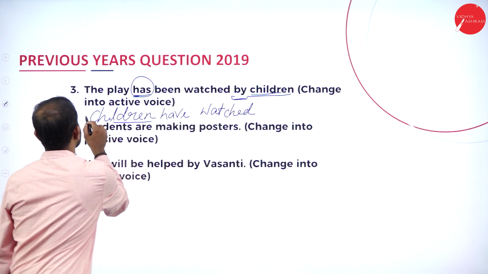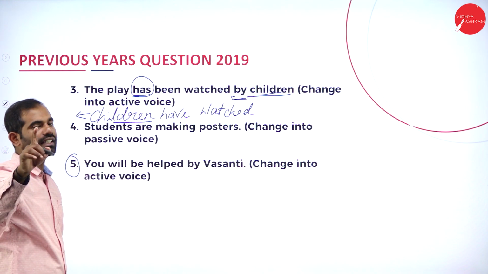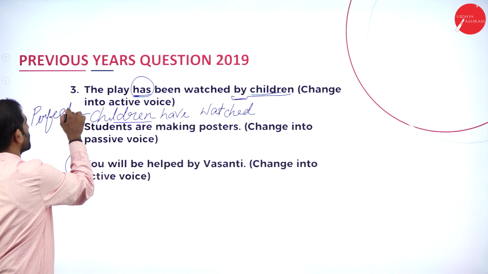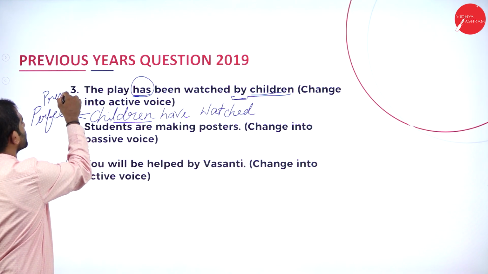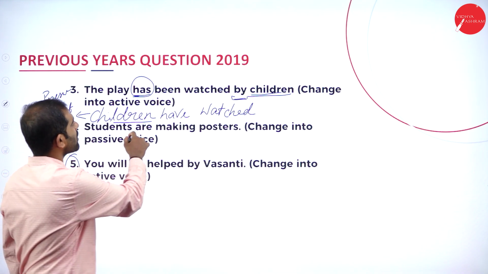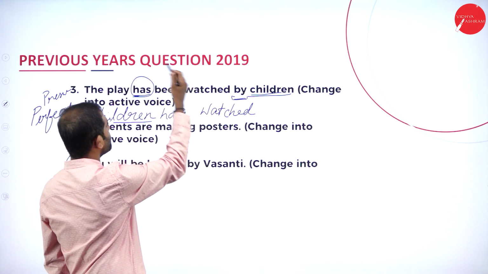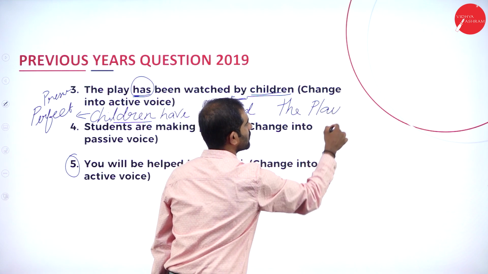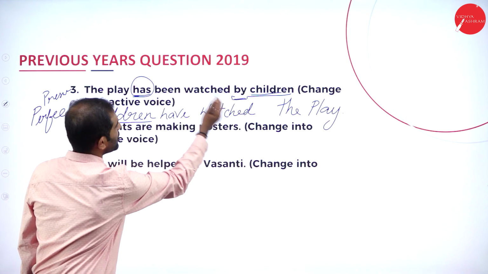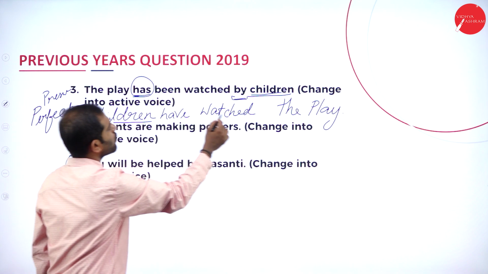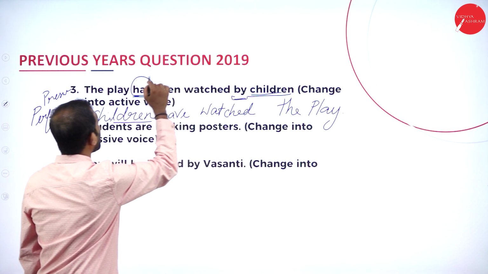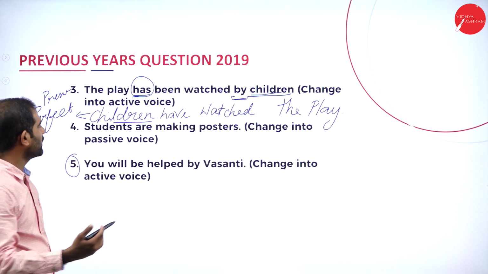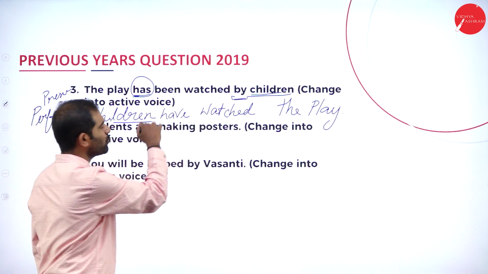Which is the tense here? If you can identify the tense, it is present perfect tense. Children have watched the play. Try to change it to passive now without seeing this. Children have watched the play. The play has been watched by children. Very simple. Play has been watched by children.